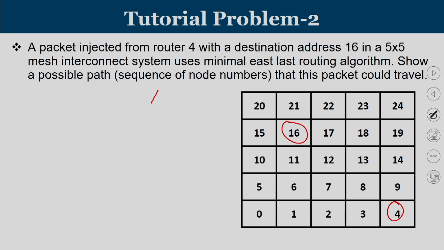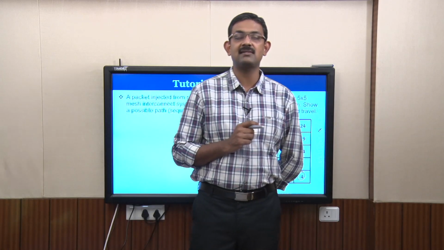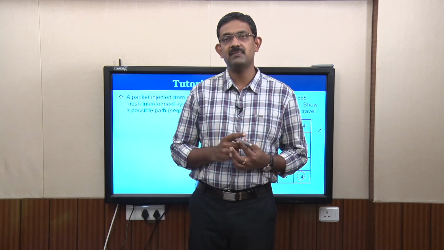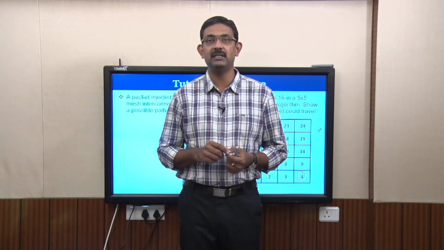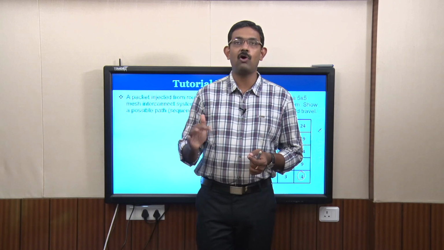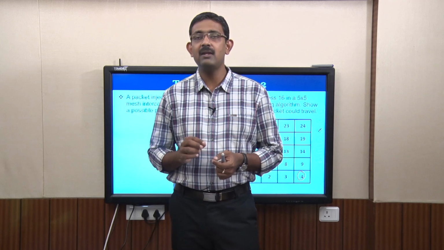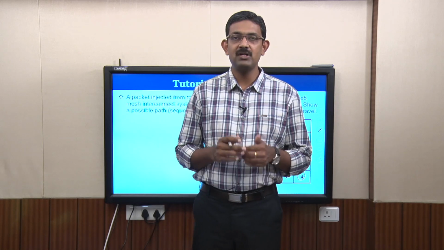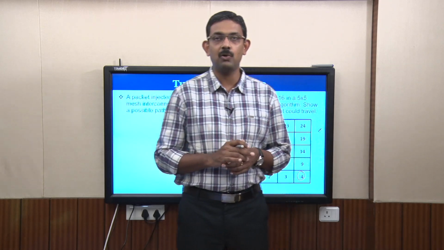Now, show a possible path where the peculiarity is we are following east last routing. The rule of east last routing is if we wanted to travel towards the east direction, then we should travel at the last. All other turns, movement towards west, movement towards north and movement towards south should be done before. Once you take an eastward turn, then no other turns are allowed.